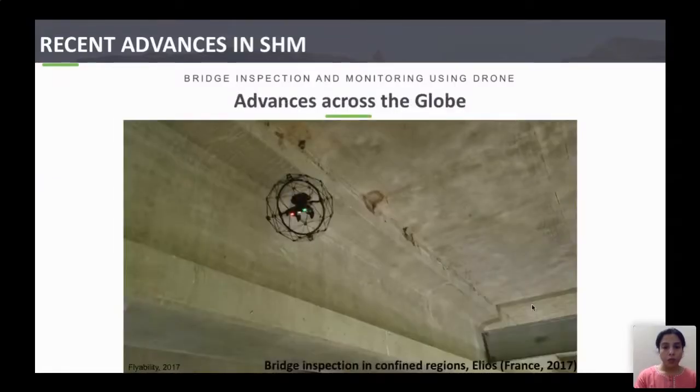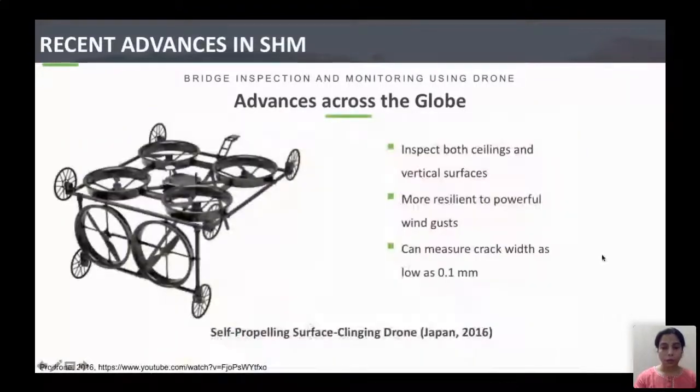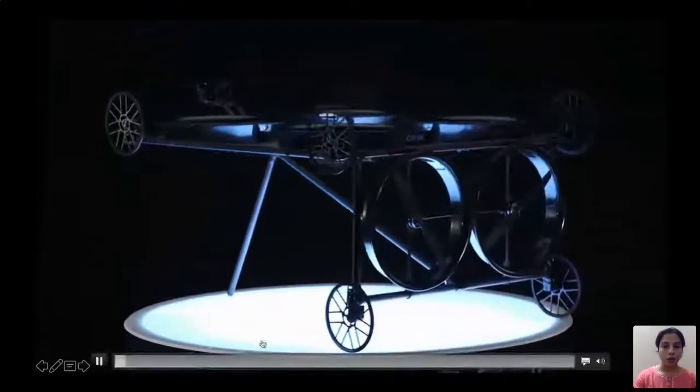These drones have been used inside box girders. This was the drone developed by Flyability. I'll not cover it. This is another drone which can go very close to the structure. It is an L-shaped drone. It can even crawl as well as fly. So this can measure crack widths as low as 0.1 mm. So just quickly I'll show you.